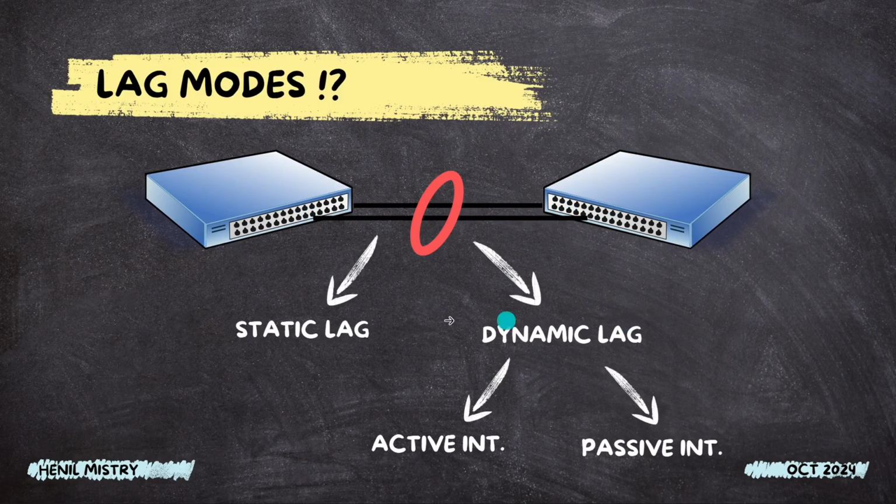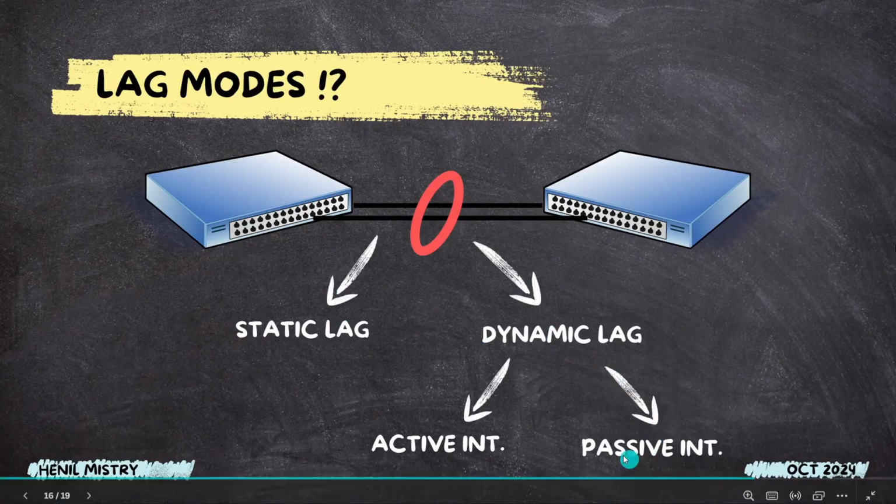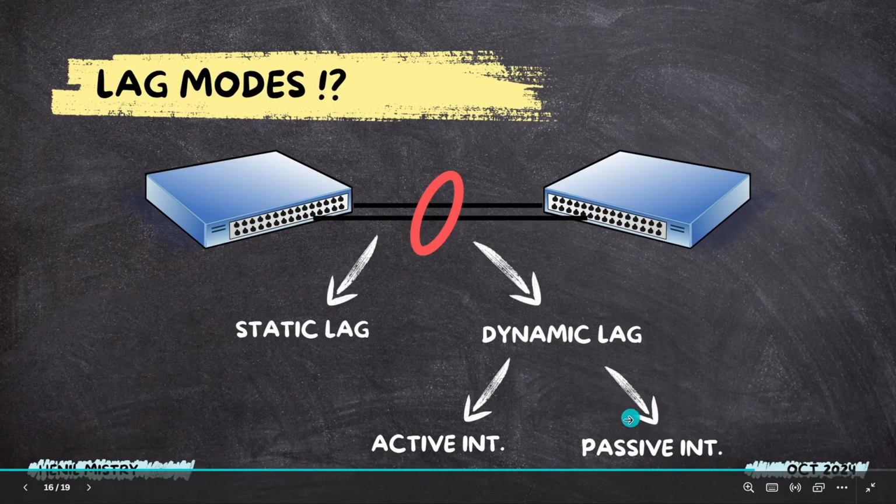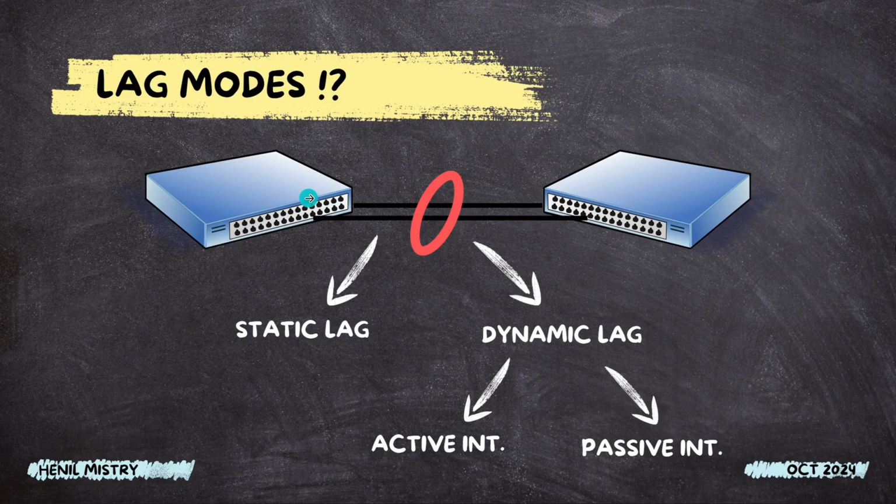So in the dynamic LAG and the static LAG, the static LAG is like configured. What is the main difference between passive and static? By the definition, you might think the passive interface and the static LAG are the same, but static LAG is a different thing. You configure port channels, and it will not allow you to form a port channel until you have configured both the ports. Let's say you configure both the ports to be in static LAG.